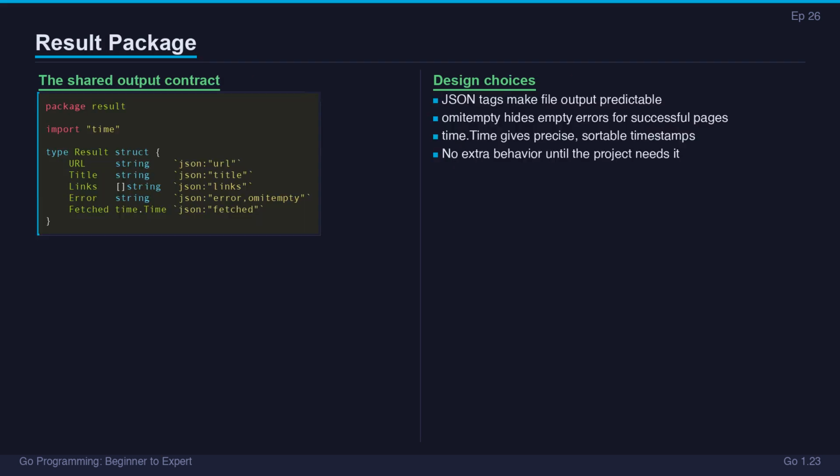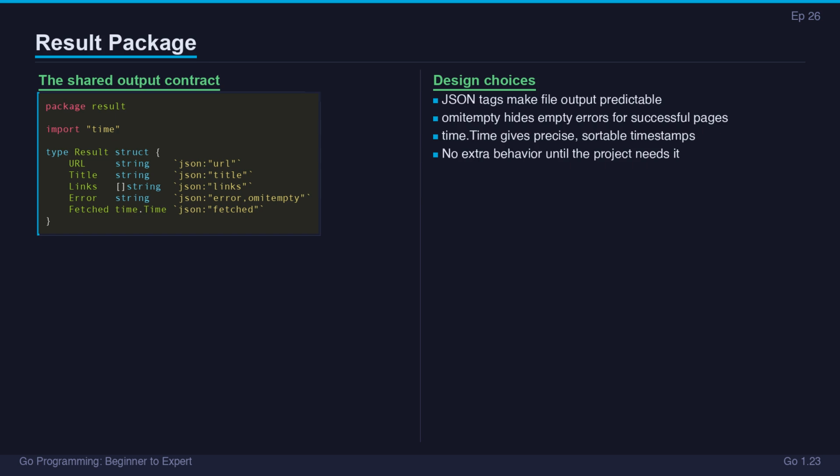The first concrete type is Result. It is intentionally boring, and that is a compliment. It has the URL that was fetched, the title, a slice of links, an optional error string, and a timestamp. The JSON tags matter because this type will eventually be saved to disk. json:"error,omitempty" means successful results do not include an empty error field. The timestamp uses time.Time, which marshals cleanly to JSON and gives us precise, sortable output.